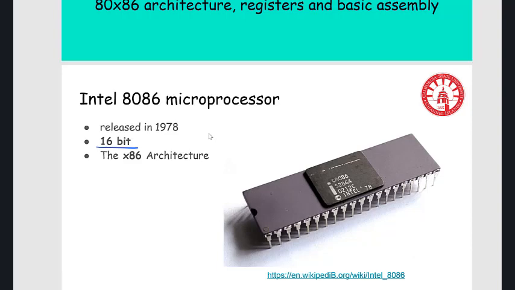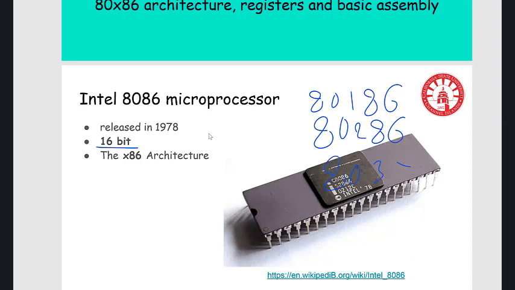For example, we have 186 generation after, and then we have 286, and then we have 386, and so on. Therefore, we call this family of CPUs simply x86 architecture, as you can see from here. So it can be just summarized as x86 architecture.